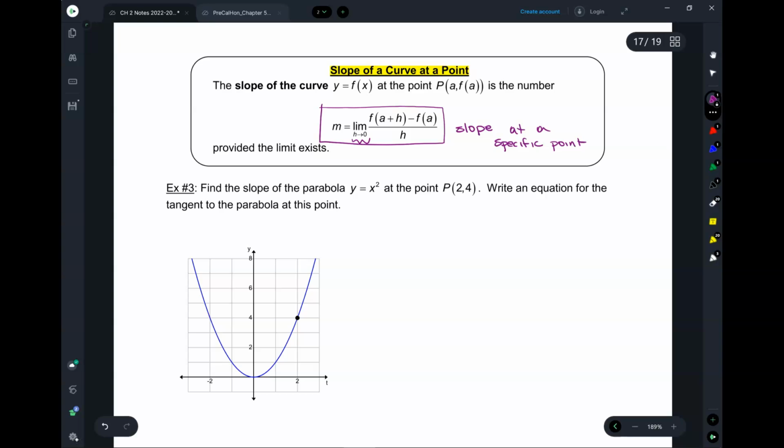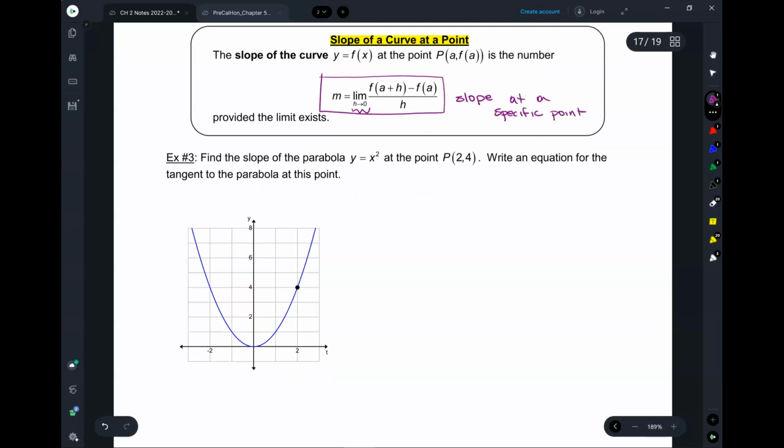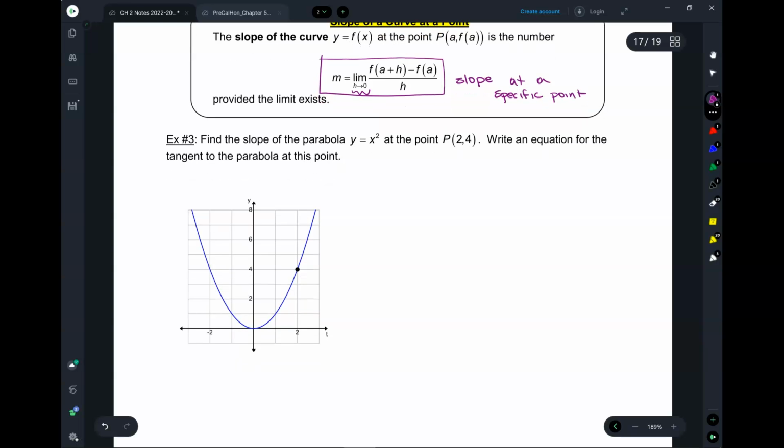Okay, so take a look at this next one. We want to find the slope of the parabola y equals x squared at the point 2 comma 4. So right here at that point, I want to find the slope. What does that mean? At that point, if I were to draw a tangent line, the slope of that line is what I'm trying to find. But we're not going to draw a tangent line. We're not going to do it that way. We're going to do it using the formula.